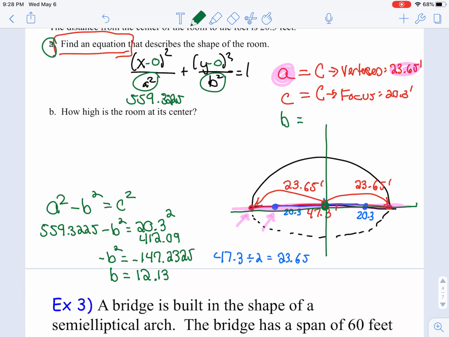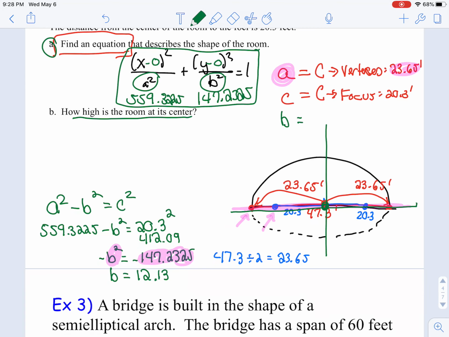Now, let's go back up to question A. Question A was write the equation. The only thing we were missing from the equation at this point was the b squared. If we come back here, we can see that the b squared is this 147.2325. So if I plug in that 147.2325, I now have this equation for the ellipse.